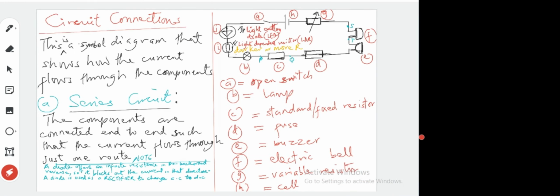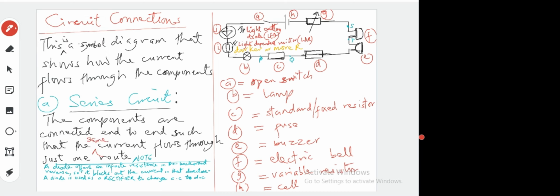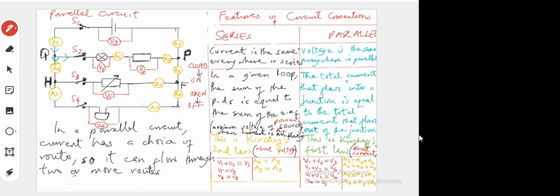Once you have the components connected in such a way that the same amount of current will flow through them, they are in series. The components are connected end to end so that the same amount of current flows through just one route. But once it can find its way through different routes, they are parallel. So current is the same everywhere components are in series.